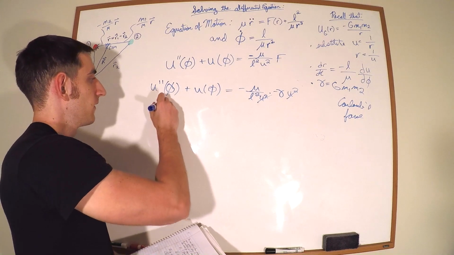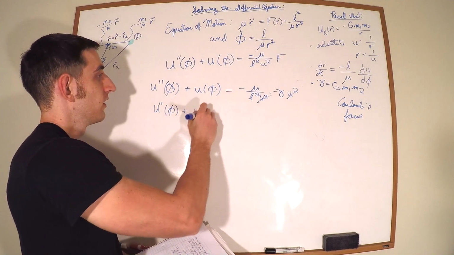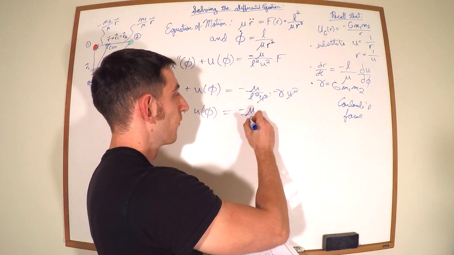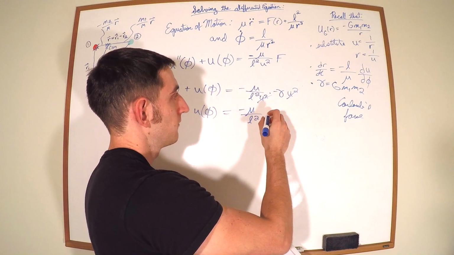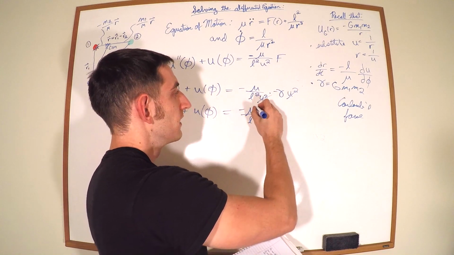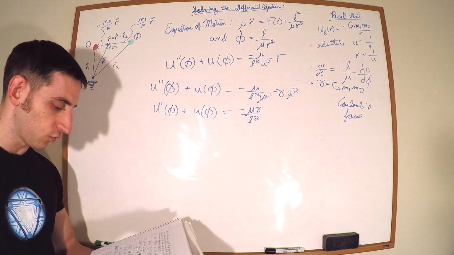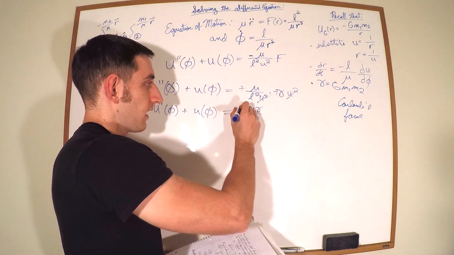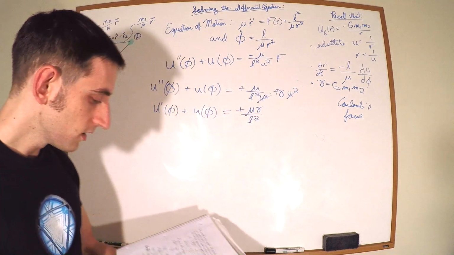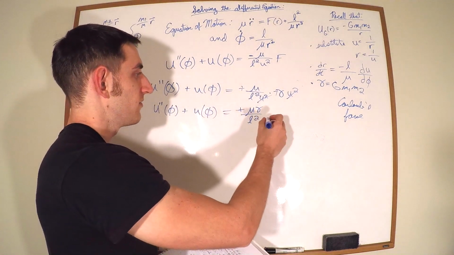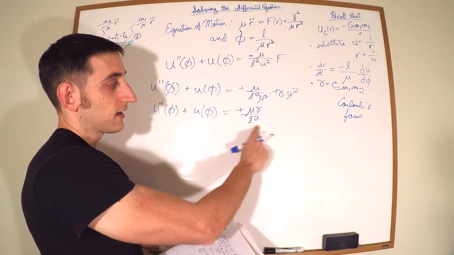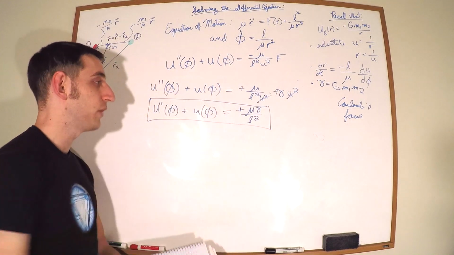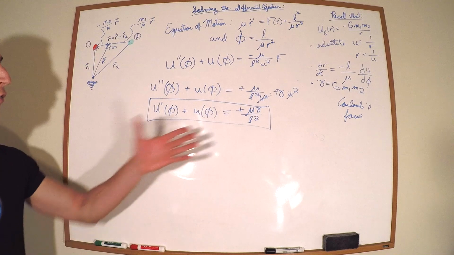So this becomes U prime prime sub phi plus U sub phi, and that is equal to negative mu gamma over L squared. And I forgot to cancel these guys, so this becomes a positive. And the important thing to note is that this guy is a constant. Constant right there.